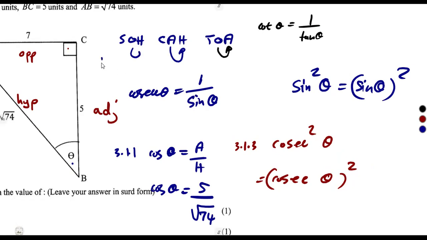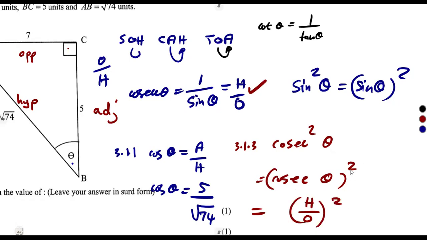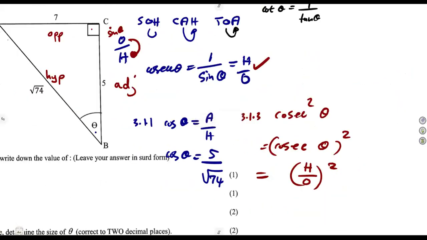Where sine is what? Opposite over hypotenuse. So 1 over sine is the reciprocal: hypotenuse over opposite. So meaning to say that the cosec of theta is hypotenuse over opposite, and we need the hypotenuse over opposite being squared. Remember, sine is opposite over hypotenuse. This one is for sine theta. But cosec is the reciprocal, 1 over that. Just like that.